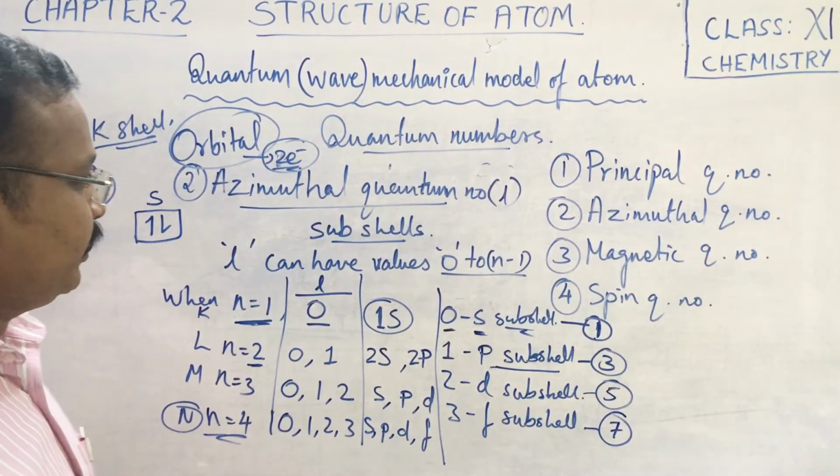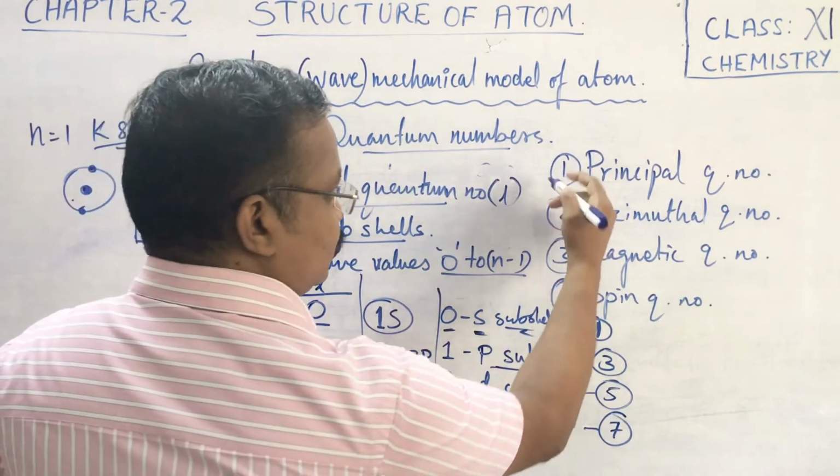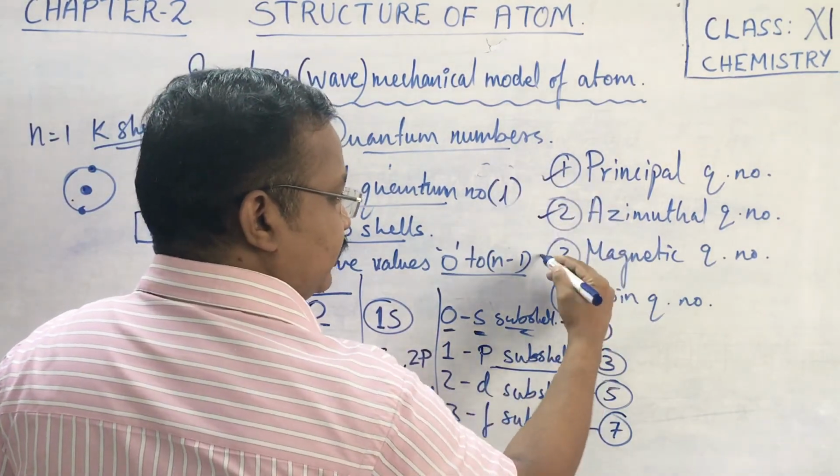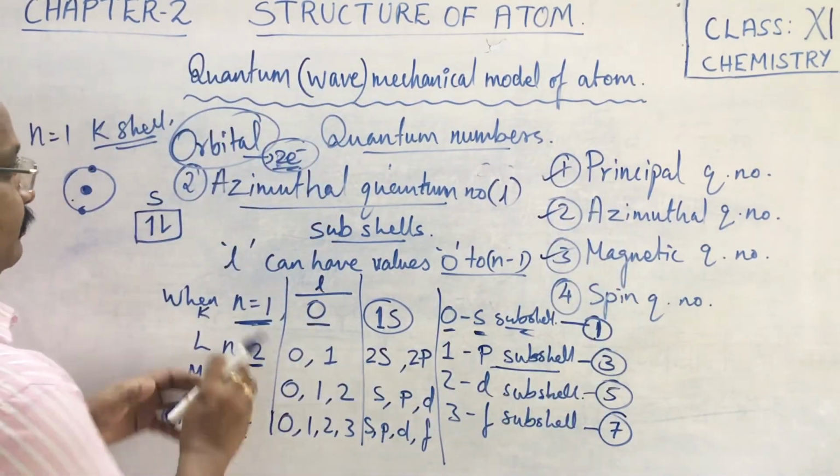Now children, we are moving into the third quantum number. These two we have discussed now. We are moving into the third one, the magnetic quantum number.